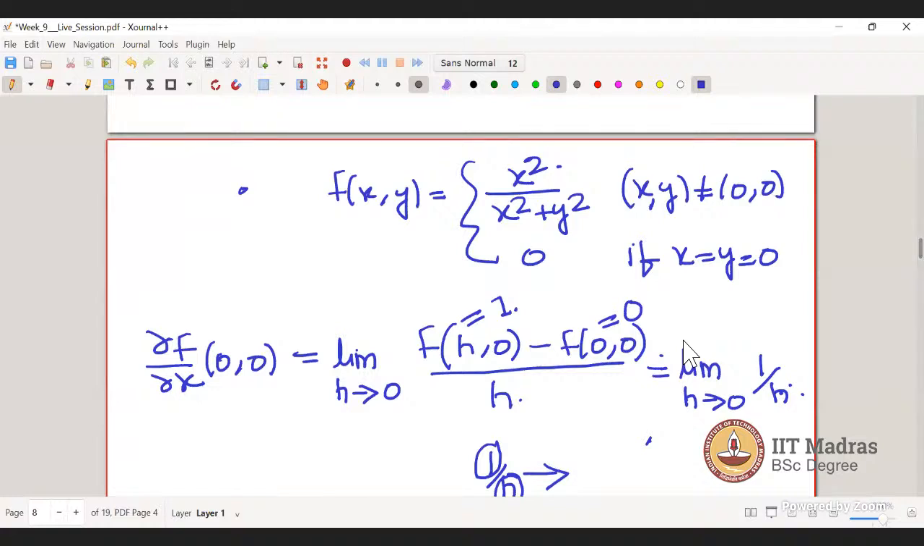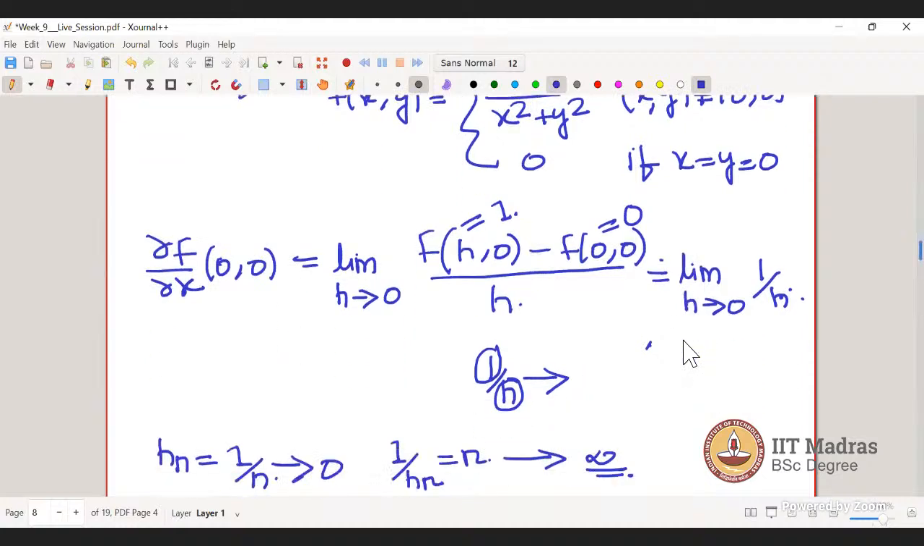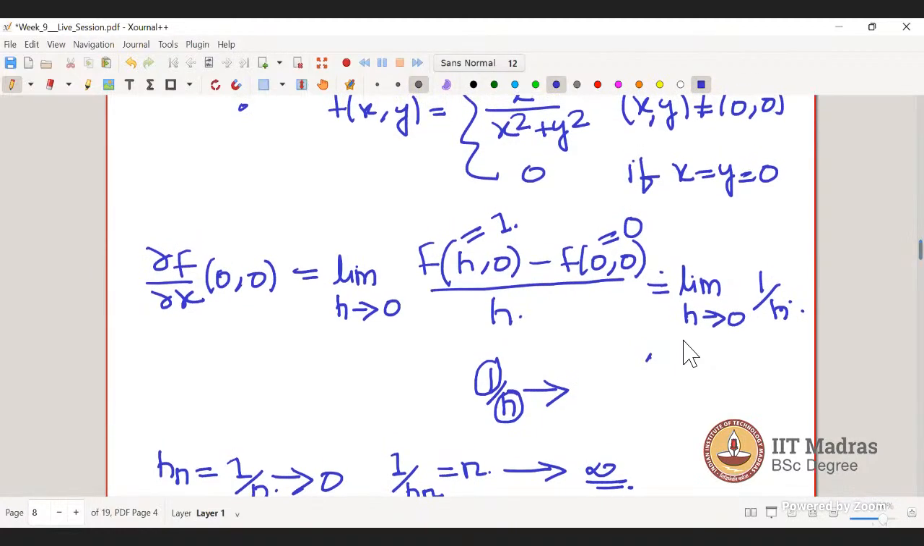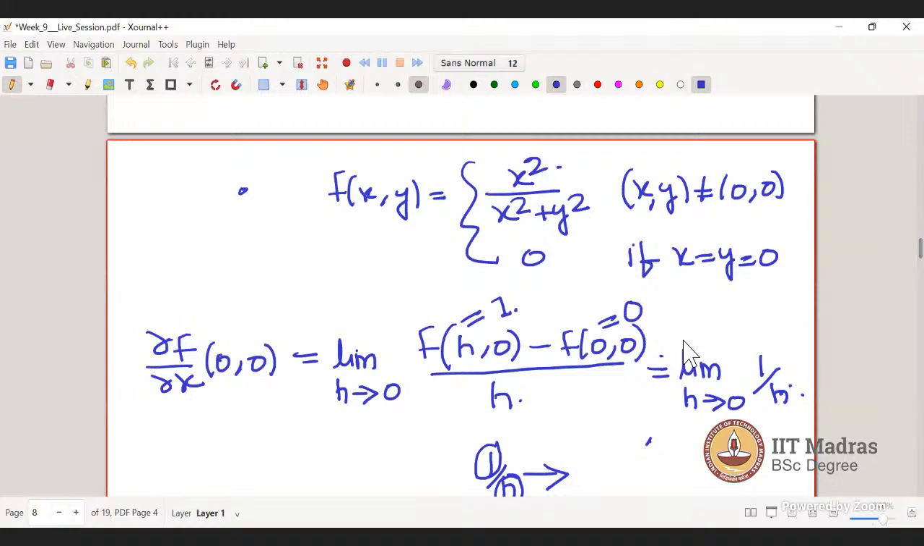Sir, when you took x cube, you said h, it should be 3h, no, sir? What is f of h comma 0? It is h cube by h square plus 0, right? What is this? This is h, right? It will be h. Yes.